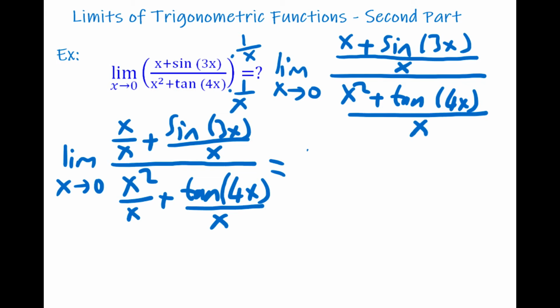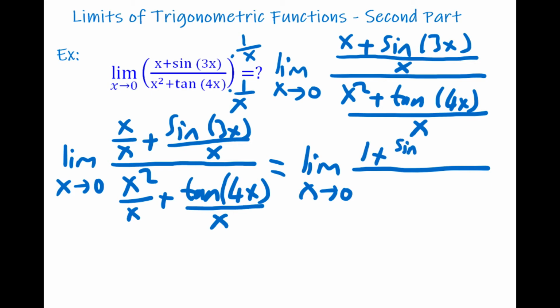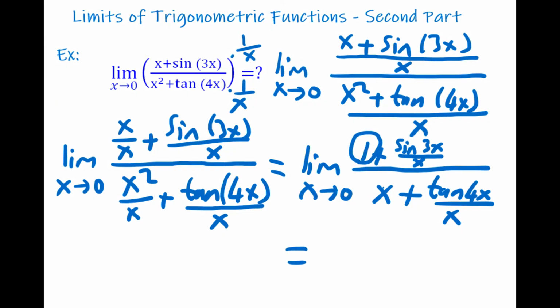And that is equal to limit when x goes to 0, x divided by x is 1. So I'm going to have 1 plus, I'm going to have sine 3x divided by x, guys, divided by x squared divided by x, which is going to be x left over, plus tangent 4x divided by x, guys. And now if you apply a limit here, okay, then we're going to have this one is going to be 1 already. It's a constant number, okay? So we're going to have 1 from here plus sine of 3x divided by x when x goes to 0 is 3, guys. We're going to have 3 from here.